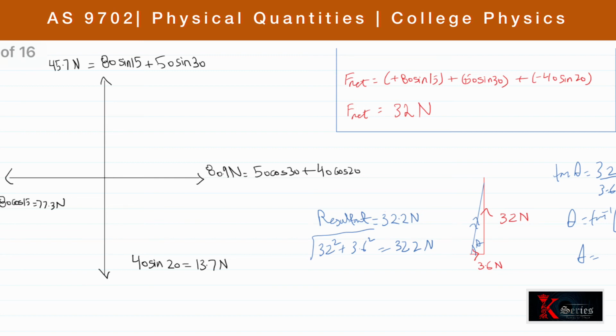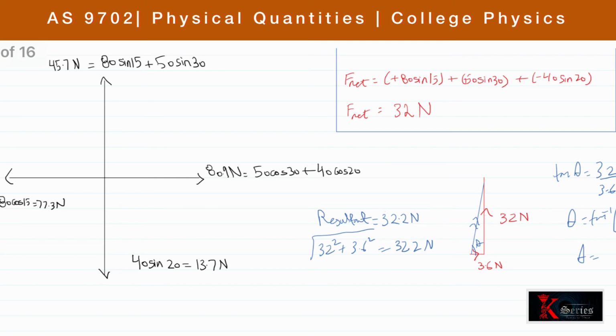So in this way we have found the resultant forces in both the horizontal and the vertical direction, right? However, the question said calculate the resultant along with the direction with the horizontal, right? So now that we have both the net forces in the horizontal and the vertical direction, we're going to find the resultant by finding the root of the squares of both of these forces. So 32 square plus 3.6 square, and then we find the square root of this, and that is going to be 32.2 Newton.